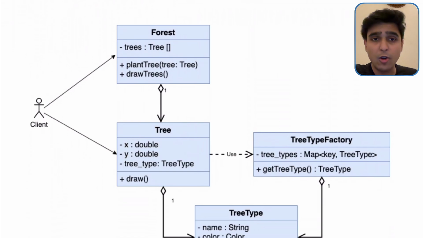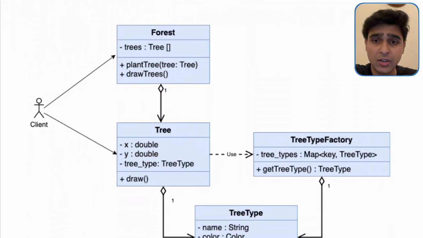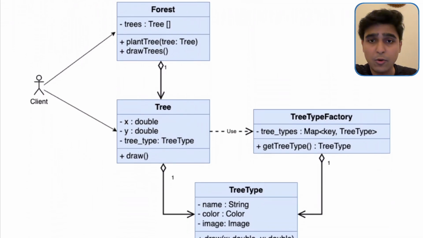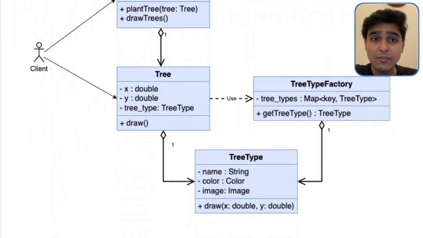But now what the flyweight pattern suggests is, rather than storing the image with the tree object, just store the tree type, that is, what type of tree it is. Now what is a tree type? A tree type is a separate class. We can call it a flyweight class as well, or flyweight object.